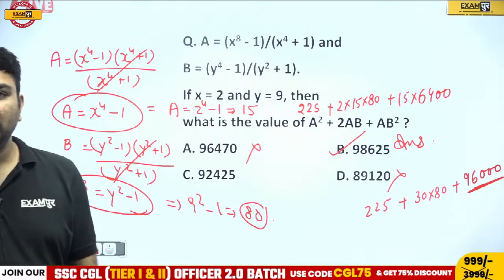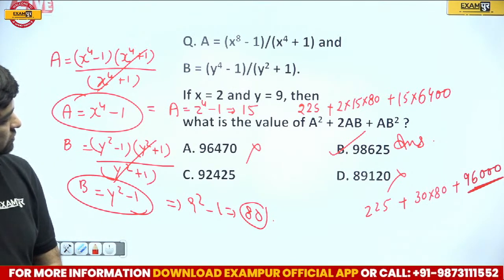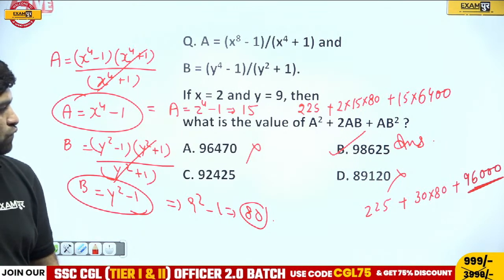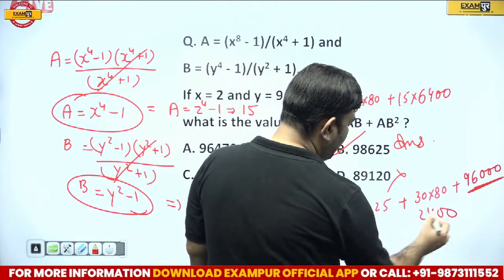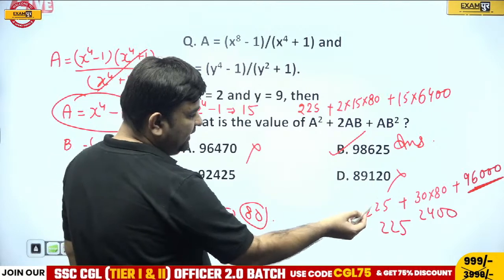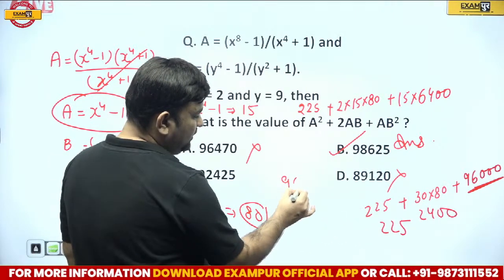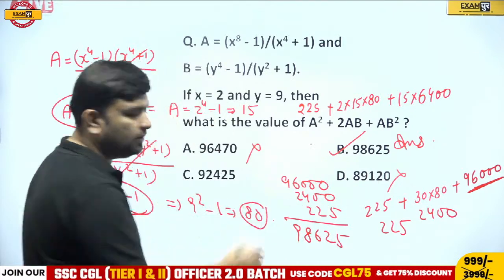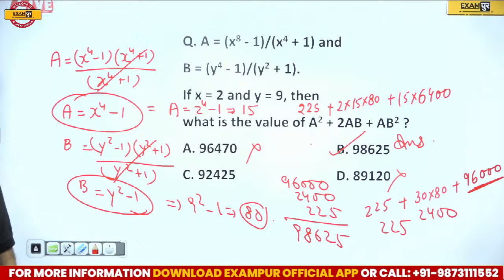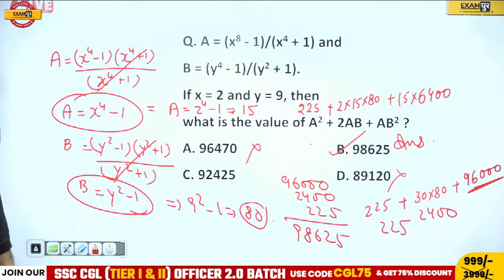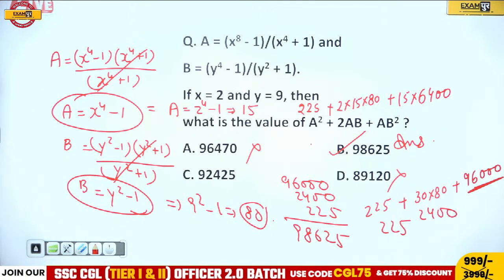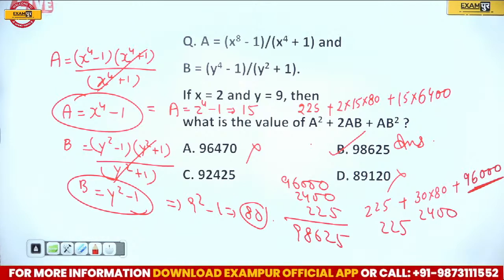What happened here? This is 2400, this is 225, 96,000. 98,400, 98,625. 96,000, 2400, 225, it's matching. Vipin, please do cross check. Next.